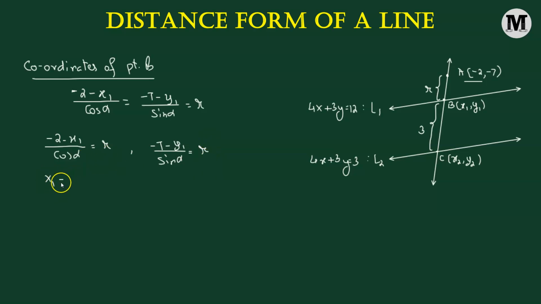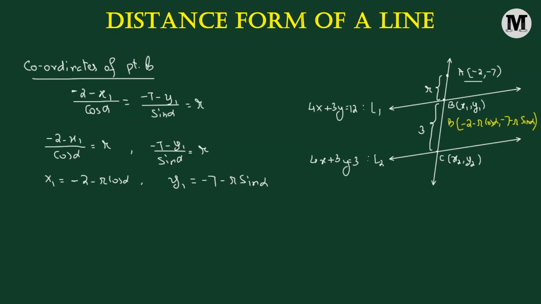So x1 is equal to -2 minus r cosine of alpha, and y1 is equal to -7 minus r sine of angle alpha. So here we have successfully obtained the coordinates of the point B in a parametric form. The parametric form is given by -2 minus r cosine of alpha, that is the x coordinate, and the y coordinate is -7 minus r sine of angle alpha.